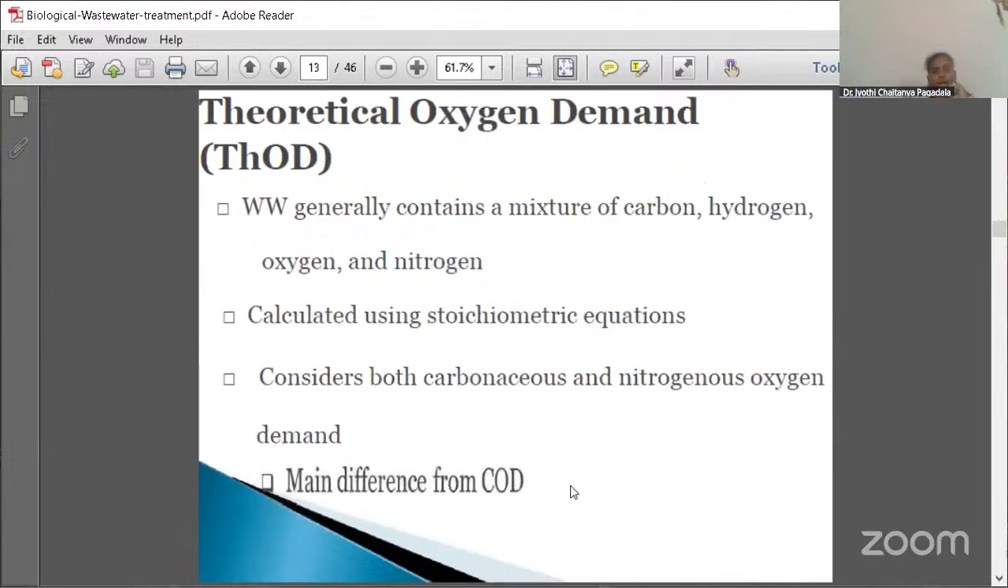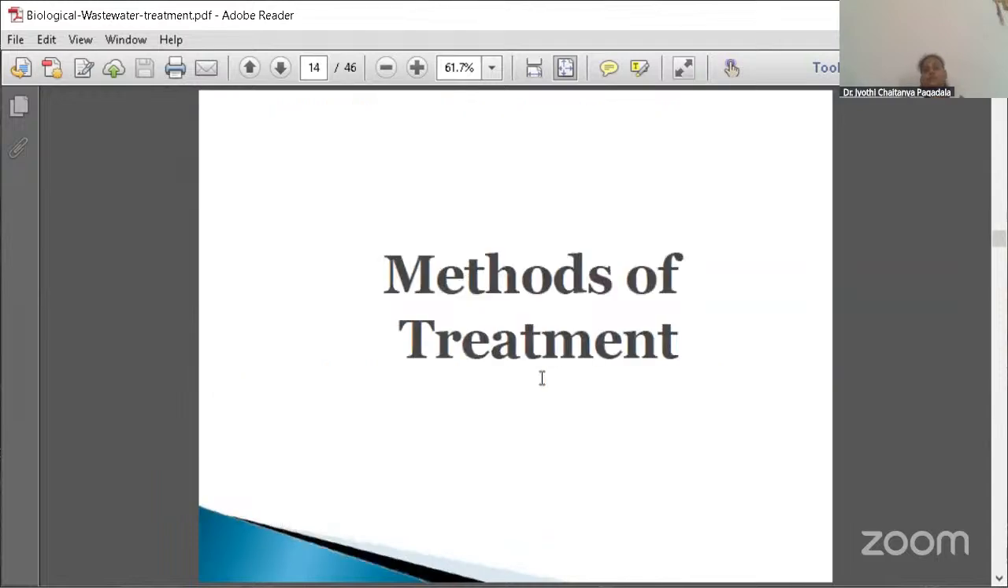Coming to the theoretical oxygen demand, wastewater generally contains a mixture of carbon, hydrogen, oxygen, and nitrogen, which can be calculated using stoichiometric equations. Consider both carbonaceous and nitrogenous oxygen demand. That is the main difference from the COD.